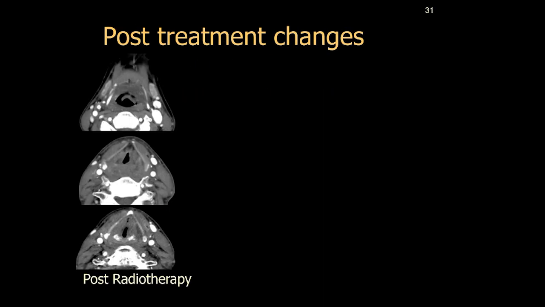Post-treatment changes are very important to recognize. After treatment, the neck anatomy is distorted, and we need to know exactly what a normally treated neck looks like. These are typical post-radiotherapy changes with diffuse thickening of the larynx, submucosal edema, generalized fat stranding, thickening of the platysma, and enhancement of the salivary glands.